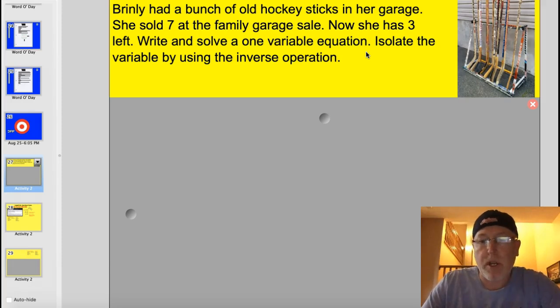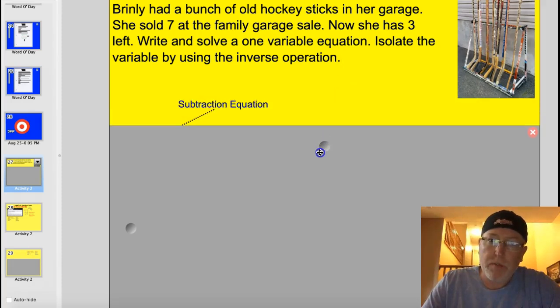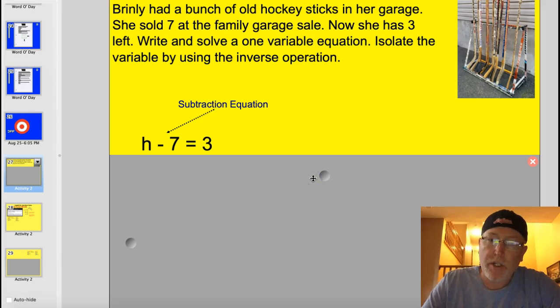This is just like the process that we went through last night. But last night we had addition equations. Now we have subtraction equations. A subtraction equation, of course, has subtraction in the middle. In the first couple of lessons of this chapter, we learned how to write these equations. So now we can safely say that here are the hockey sticks she had, h. She got rid of 7 of them. She has 3 left. How do we isolate the h?